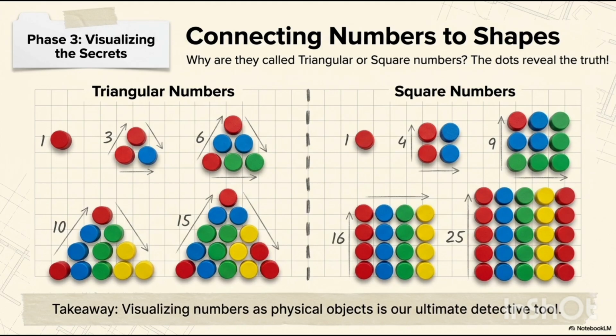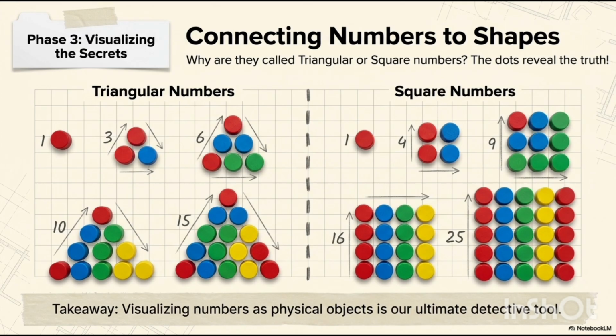Now connecting numbers to shapes. Now we can see these in practical forms also. So triangular numbers, what are those? Why are they named after triangles? Because triangular numbers can be made into triangles through dots. So as you can see in the picture, 1 is a triangular number, and then 3 can be arranged as a triangle. Then next we go to 6, and then 10 and 15.